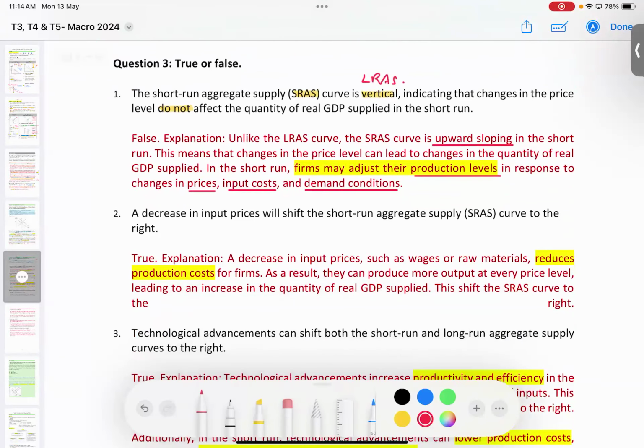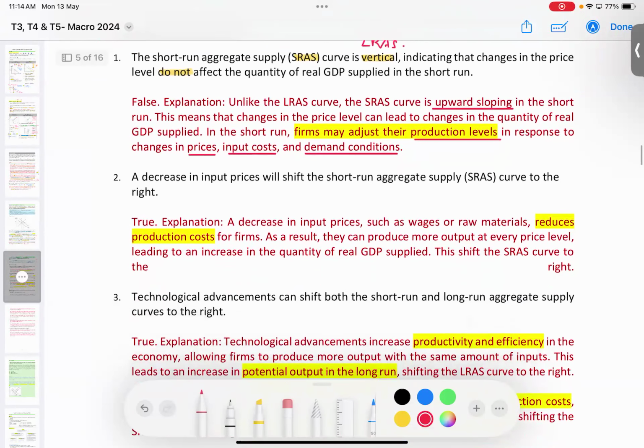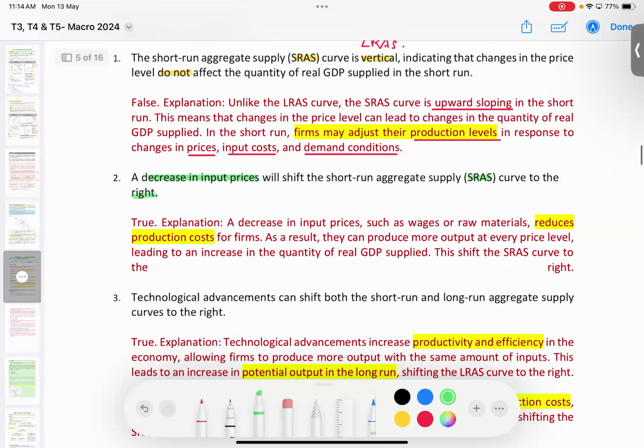Okay, question number 2. A decrease in the input prices will shift the SRAS curve to the right. Correct or not? So a decrease in the input prices, the prices of your factors of production, will shift the SRAS curve to the right. Because we say that cost becomes lower. So what happened is the SRAS curve will shift rightwards.